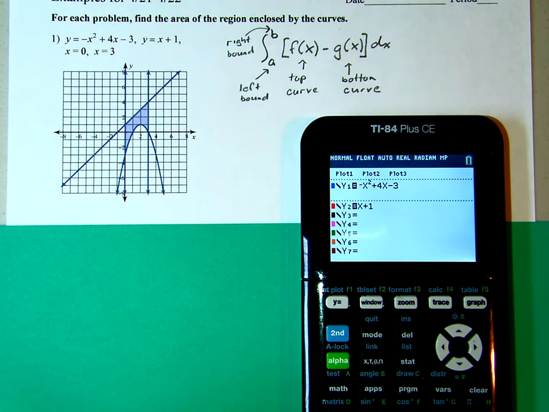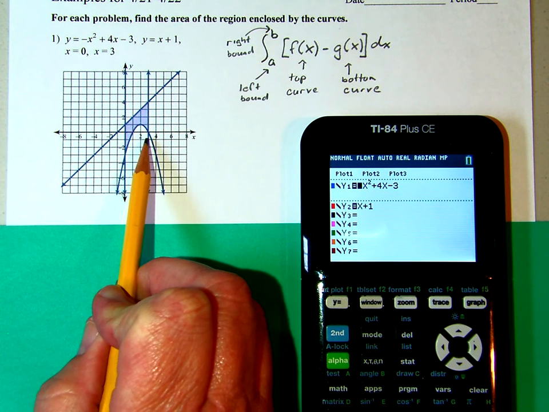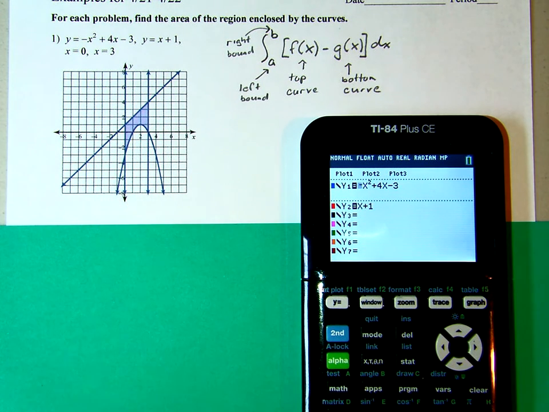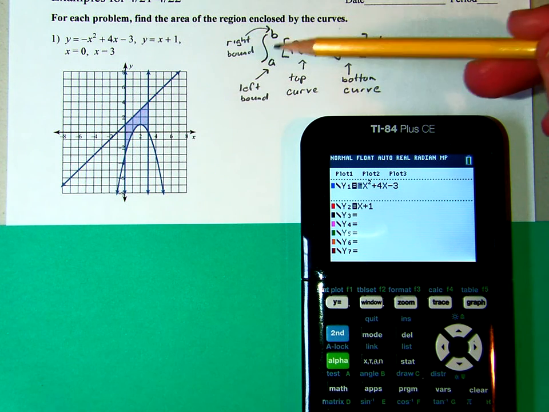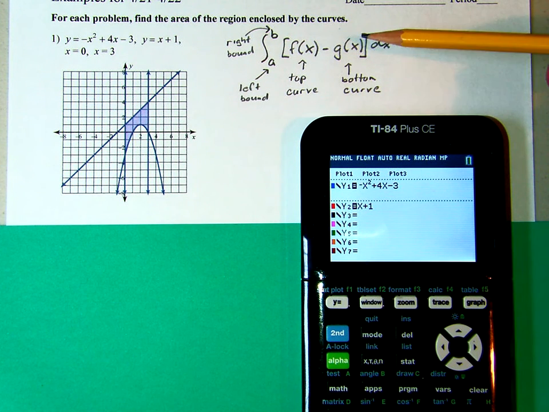Y is equal to x plus 1. That's the line. And we're looking for the area between those two curves, bounded on the left by x is equal to 0, bounded on the right by x is equal to 3. So the formula that we're using for these, we're integrating from a to b, left bound to right bound, f of x minus g of x.